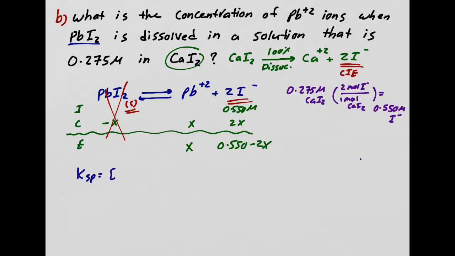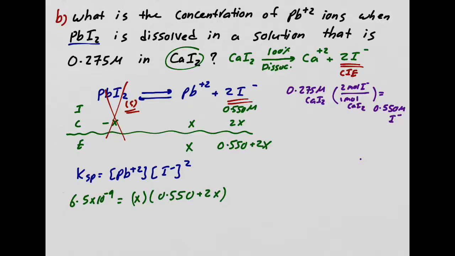We're not going to cut any corner. I know you're probably so good at these right now, and you want to cut corners, but don't. Write down the Ksp expression every time. Now, we're still talking about PbI2, so I've given you the Ksp in part A, so that's the Ksp. Now, Pb is x. Now, I would be 0.550. Oh, plus. No one said anything. You probably did, I couldn't hear you. Plus 2x. So far, so good.